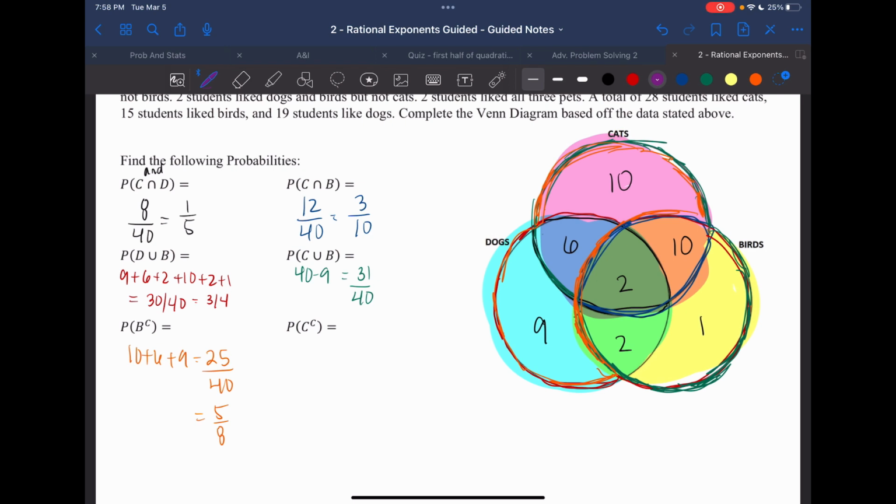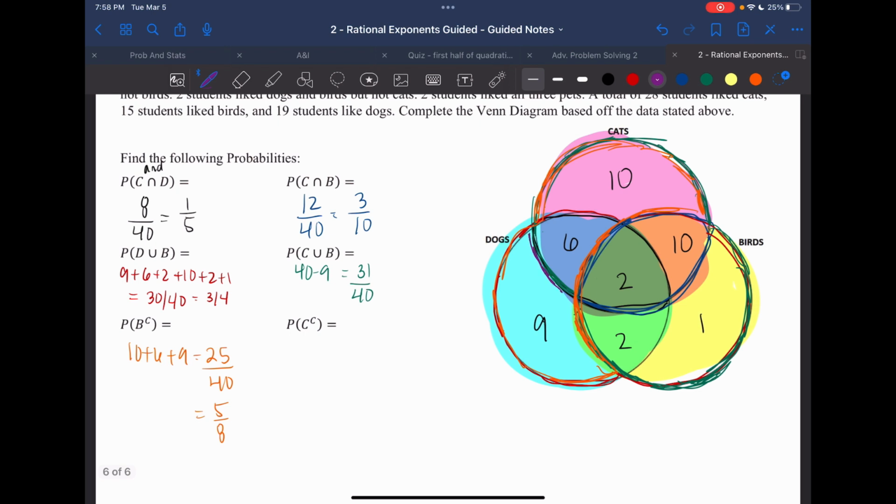All right, last one. Probability of cat complement. So everything besides cats. So again, we're going to find everything that the cats don't touch. So that'd be everything out here. Everything here, which is 9 plus 2 plus 1, which equals 12 out of 40, which is 3/10.